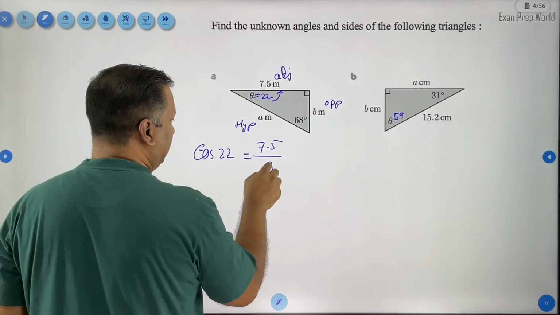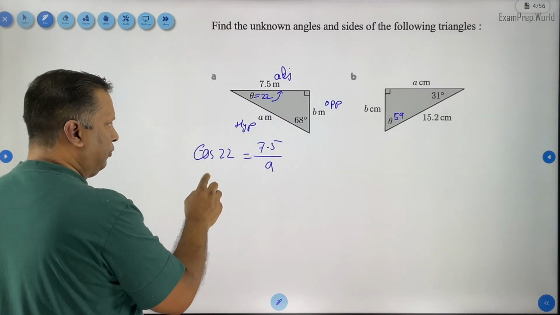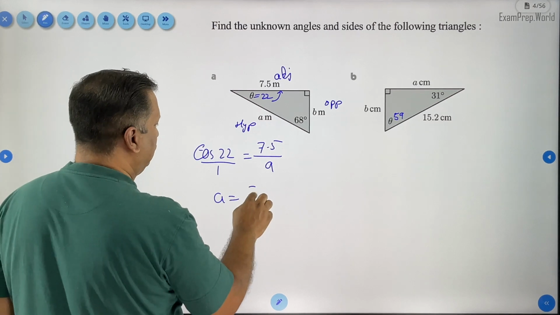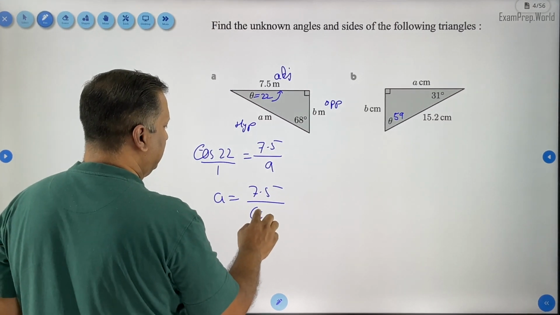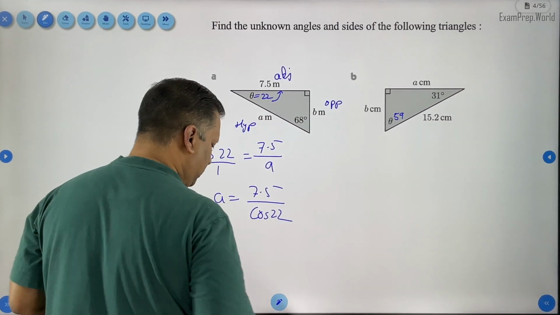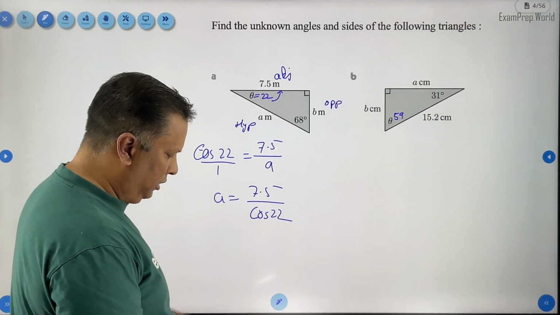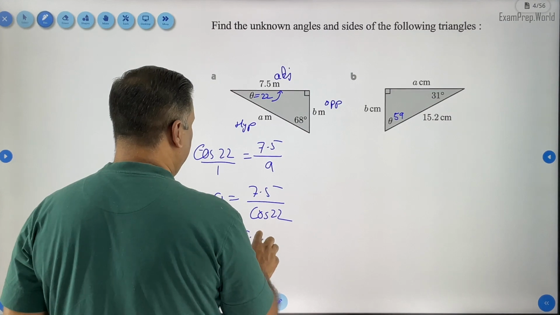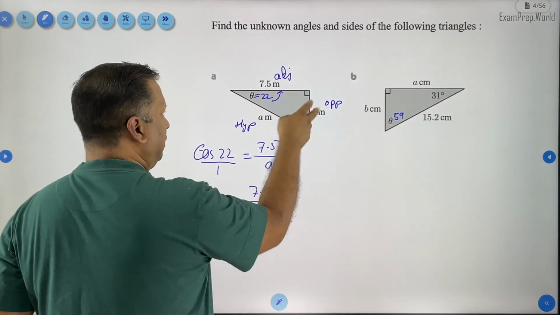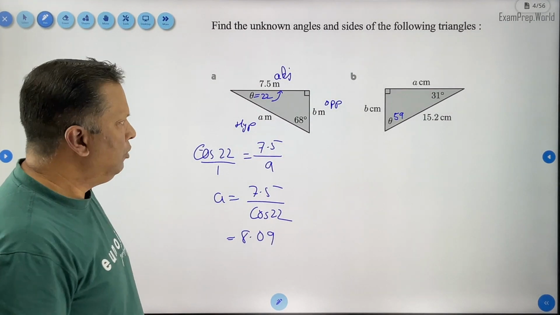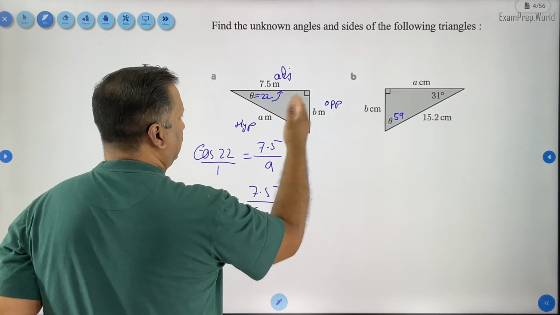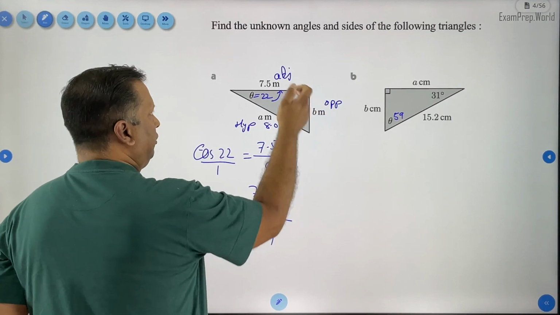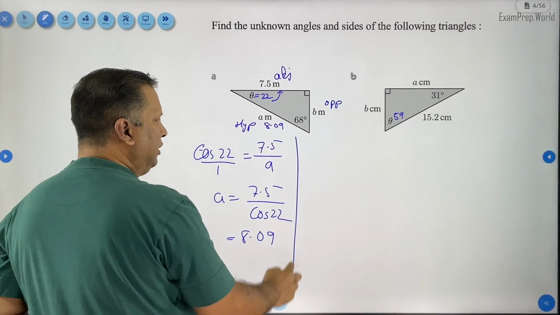Cos 22 is 7.5 divided by A. Therefore, A will go here, cos 22 will come here. A equals 7.5 divided by cos 22, right? So 7.5 divided by cos 22 makes it 8.09. So we could find A. Now time to find B. You can find B like this because you already have the A value, which is 8.09, or you can use tan of 68. So many ways you can find.